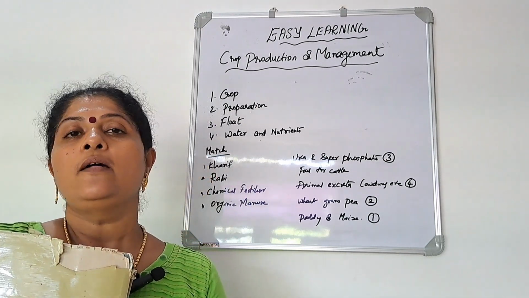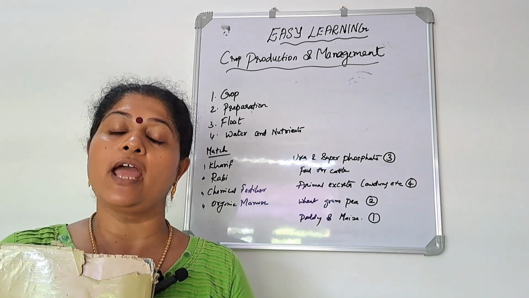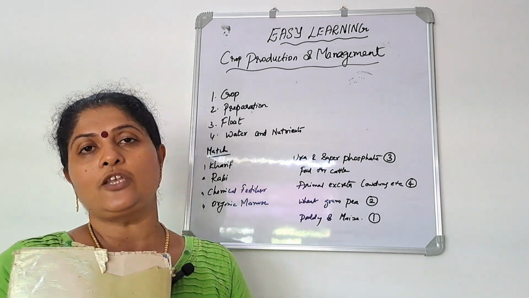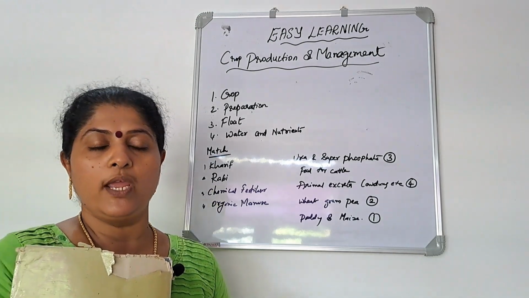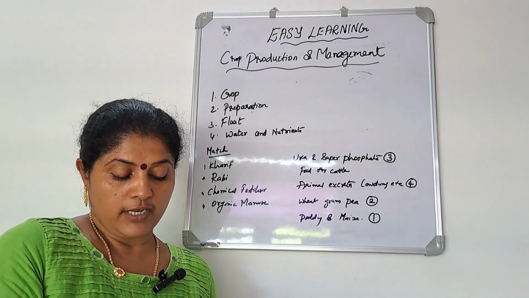The fourth one: fertilizer does not provide any humus to the soil, whereas organic manure provides a lot of humus to the soil. So these are the 4 main differences between fertilizers and manure. Next, we move on to the next question.